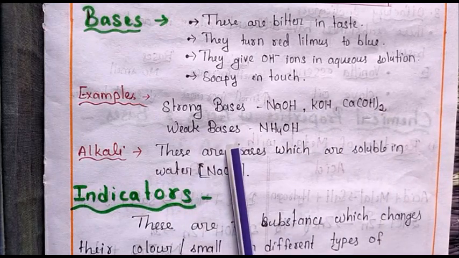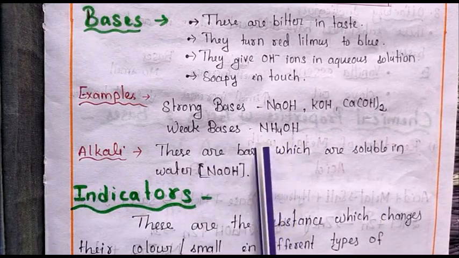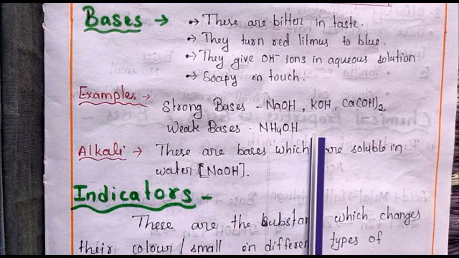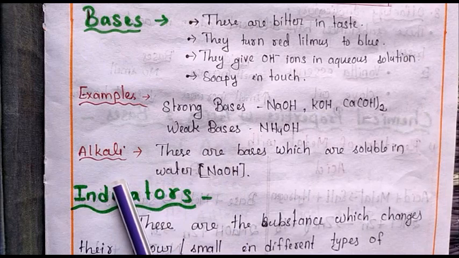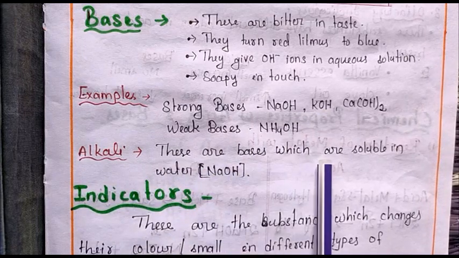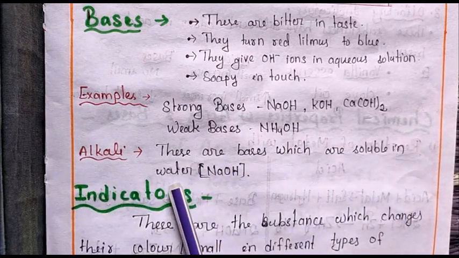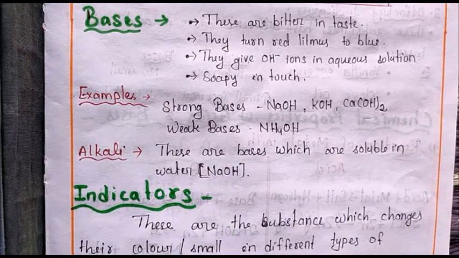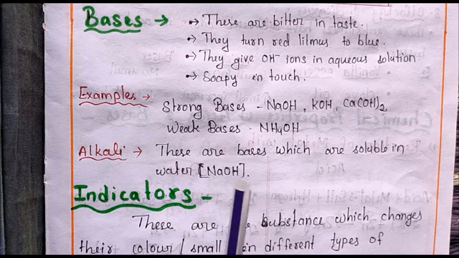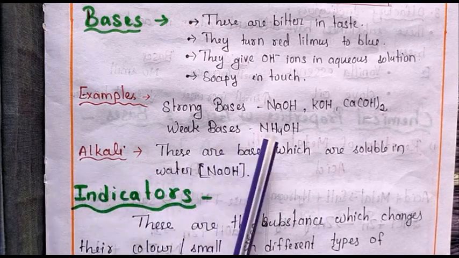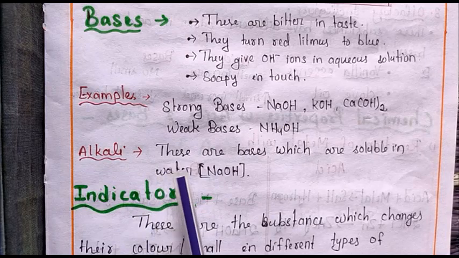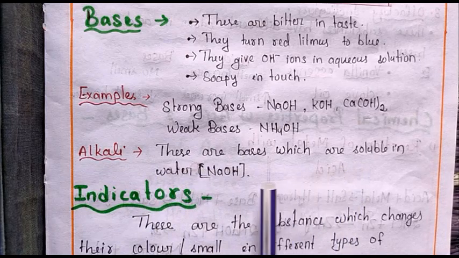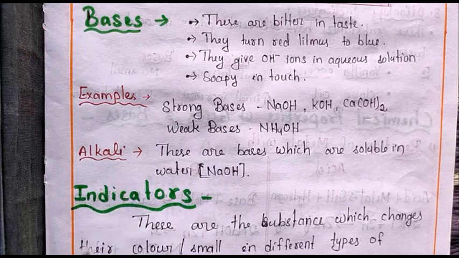Weak bases include ammonium hydroxide, NH4OH. Another term here is alkali. Generally, bases are not soluble in water, but those bases which are soluble in water, we call them alkali, like sodium hydroxide.